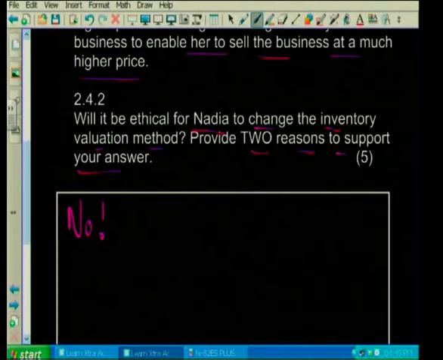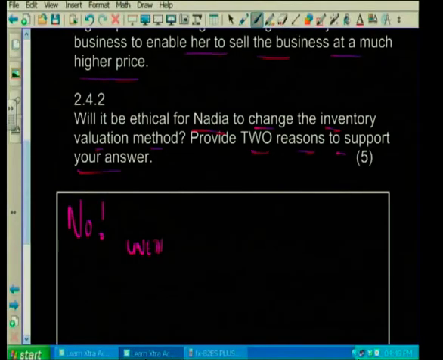Okay, number one, the answer is a definite no. I will not do that. Why not? It says there, provide two reasons to support your answer. Yes, the answer is no. What are the reasons? Number one, it is unethical. It is unethical to do something like this here.